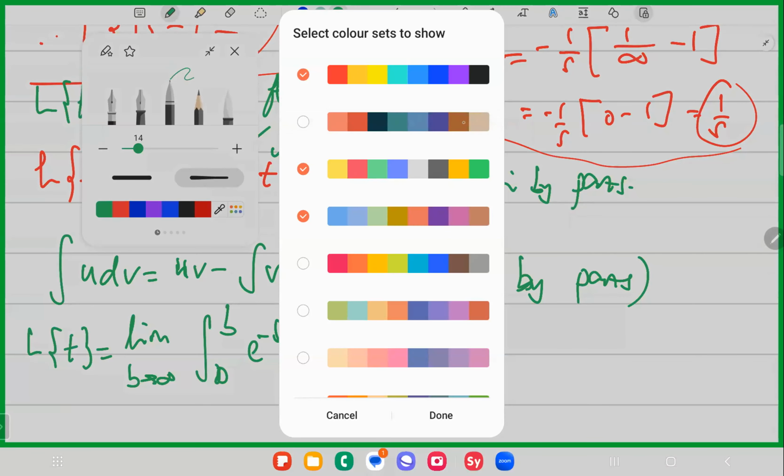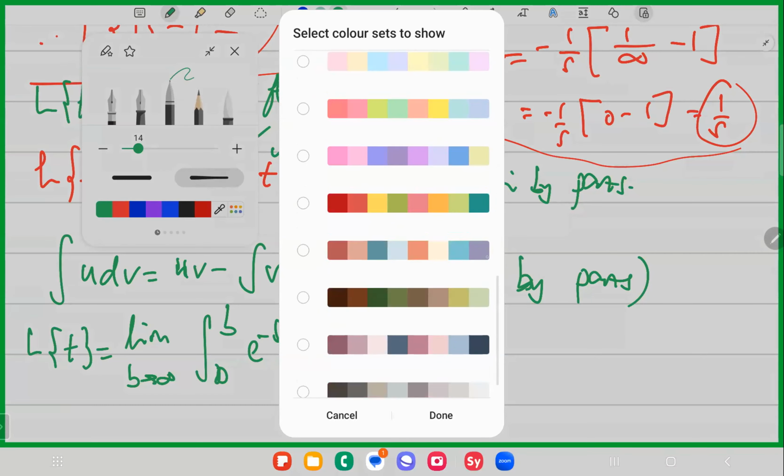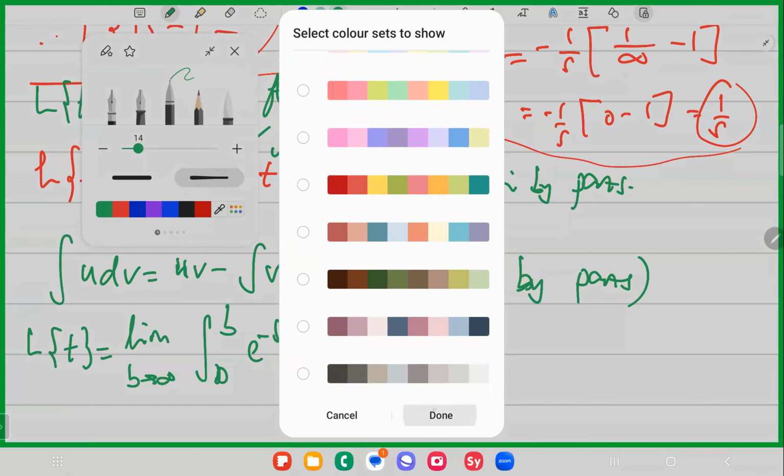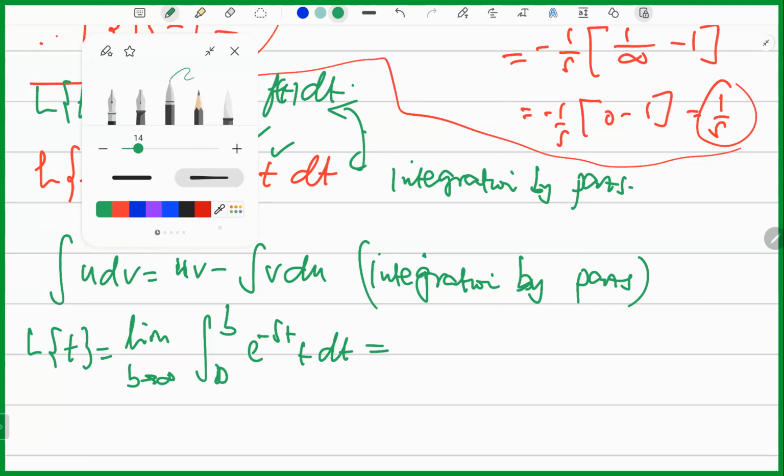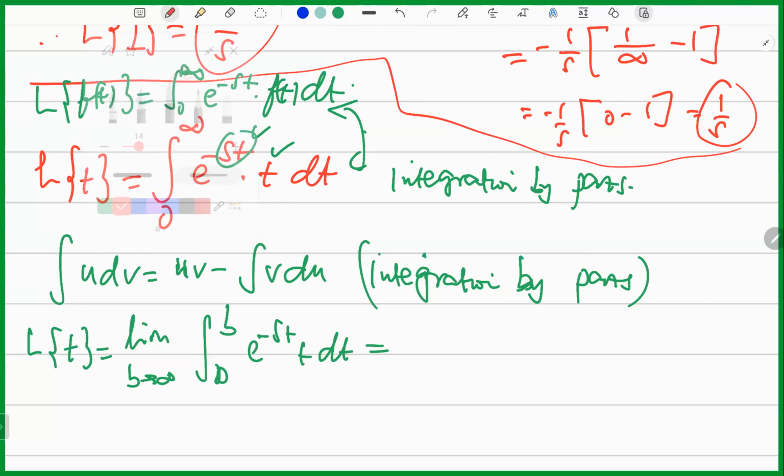Okay. Right. I can pick some colors here. Okay, that's fine. After I got this, what is then the integral of this? So we're going to do the integral.